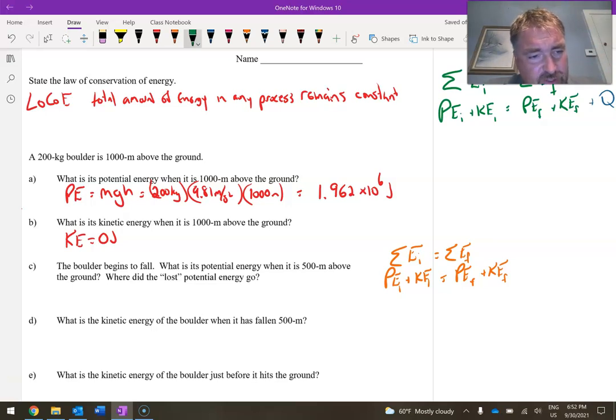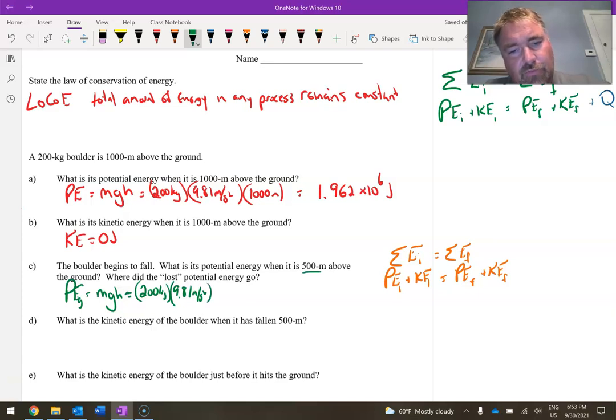So we have the same mass as before. So potential energy due to gravity is still that 200 kilograms. Oops, let me put in the equation. Don't get lazy here: mgh. So we have our 200 kilograms as before. We still have our 9.81 as our g, meters per second squared, but now the height is only 500 meters. And when we calculate that out, we're going to get 9.81 times 10 to the 5th joules.